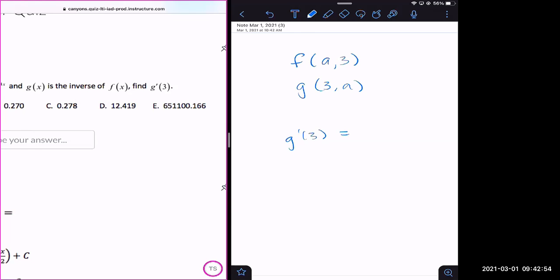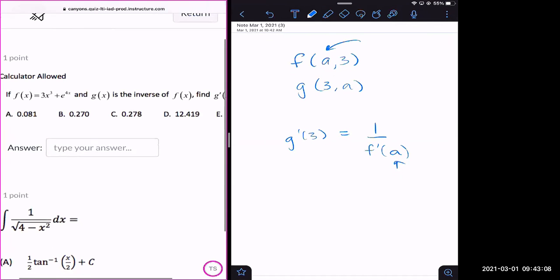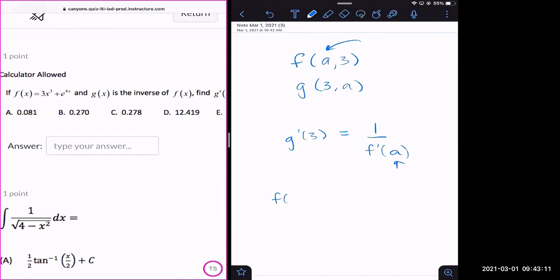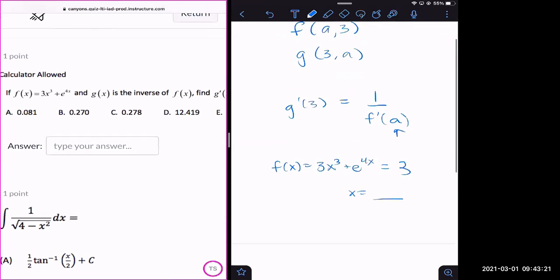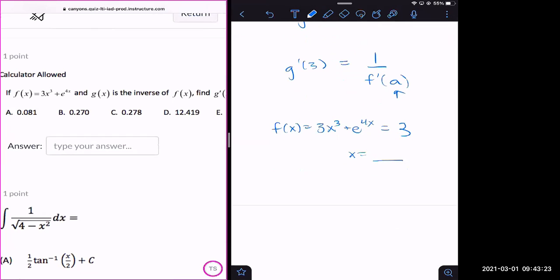G prime at 3, the rule is with an inverse, it's going to be 1 over f prime at whatever the corresponding x value is. So this would have to be a. What takes a while is finding that a. So you have to think, okay, when does the function f equal 3? This is where your calculator is going to come in. Your function f of x is 3x cubed plus e to the 4x. When does this equal 3? We're supposed to solve for x. How can you solve that equation for x?